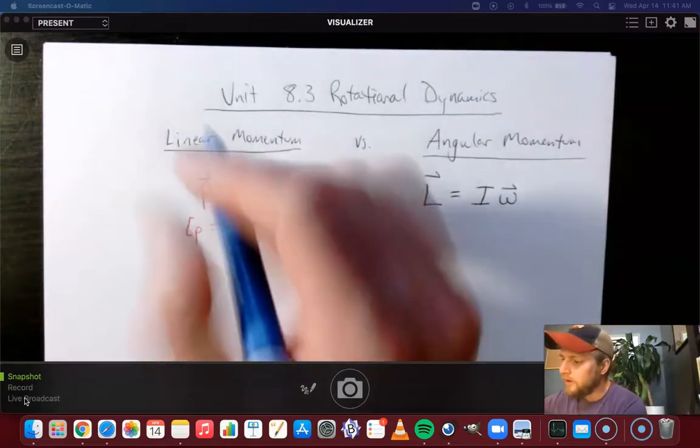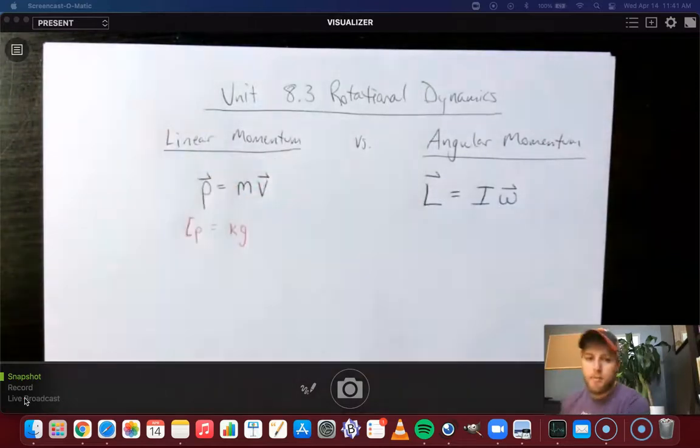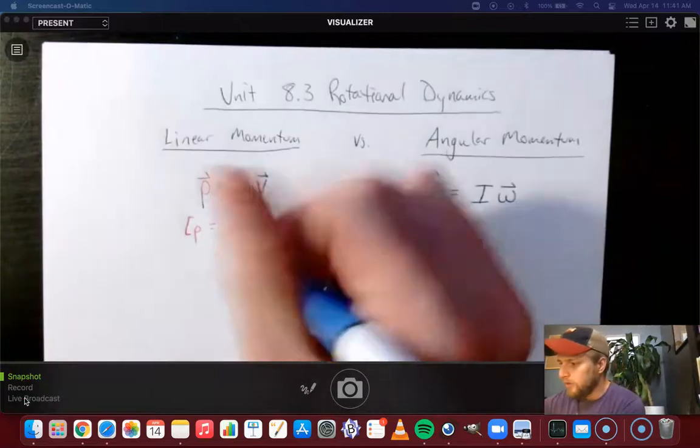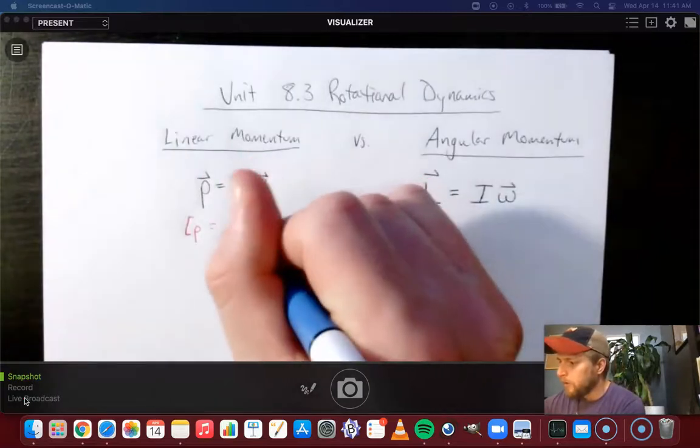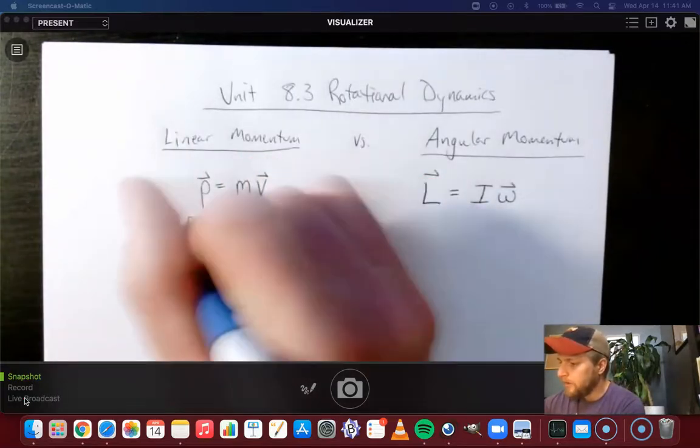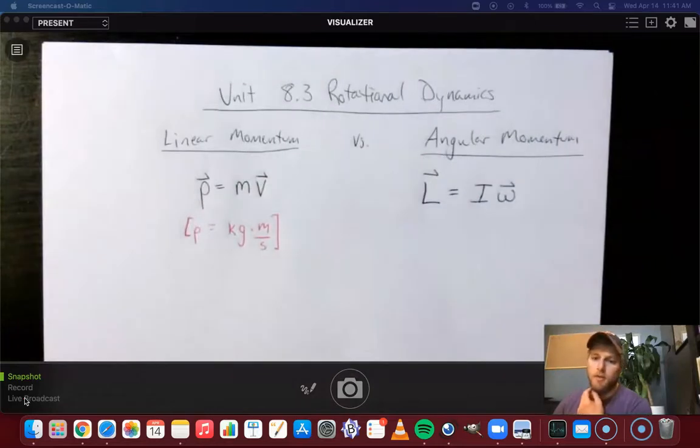So mass is in terms of kilograms, and velocity is in terms of meters per second. So that's the units for momentum: kilograms meters per second. There's no fancy word like joules or newtons or anything like that.